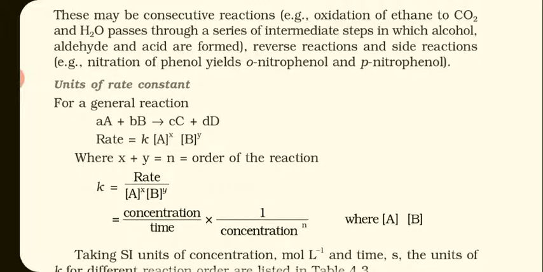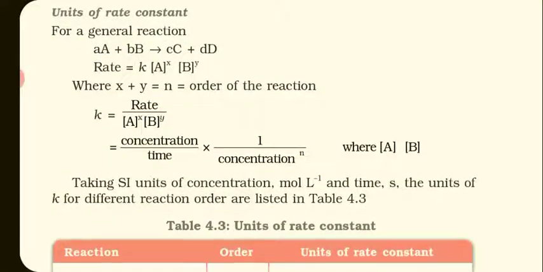Now these may be consecutive reactions. For example, oxidation of ethane to CO2 and H2O passes through a series of intermediate steps in which alcohol, aldehyde and acid are formed. Reverse reactions and side reactions, for example nitration of phenol yielding orthonitrophenol and paranitrophenol, are examples of complex reactions. In the next video, we will see the unit of rate constant. So these are also important.